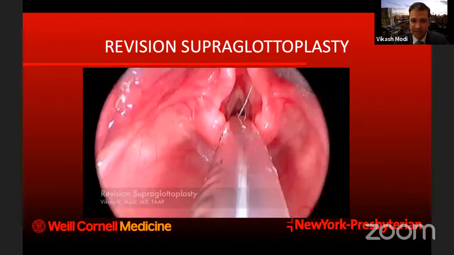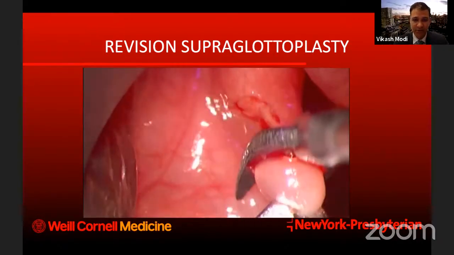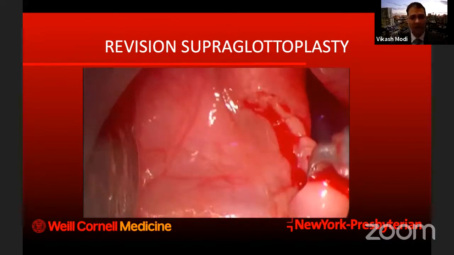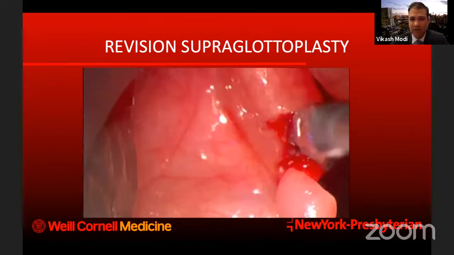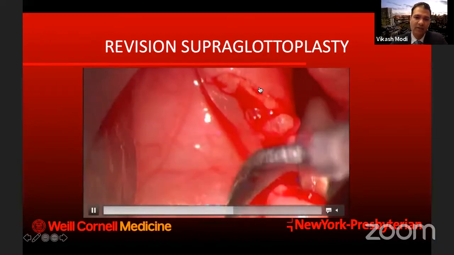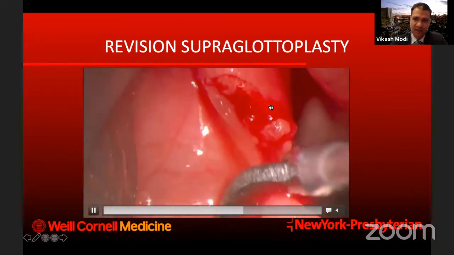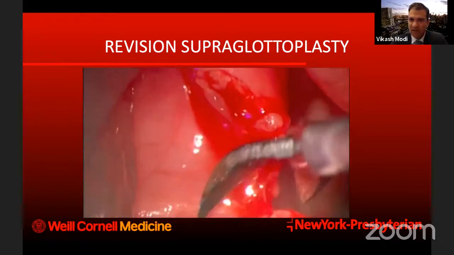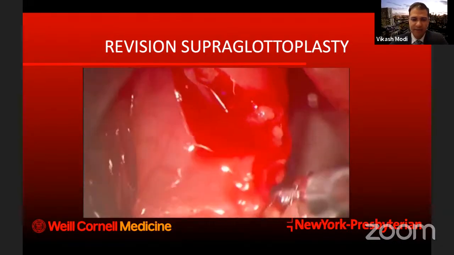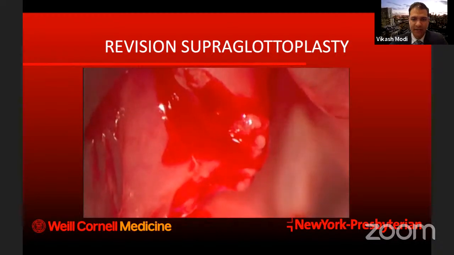In these kids, we'll make sure the parents continue those reflux precautions and put them on the H2 blocker again. But what I like to do is redivide the AE folds, and over here I'm trimming one side of the epiglottis. And you'll see the final view here in a second.